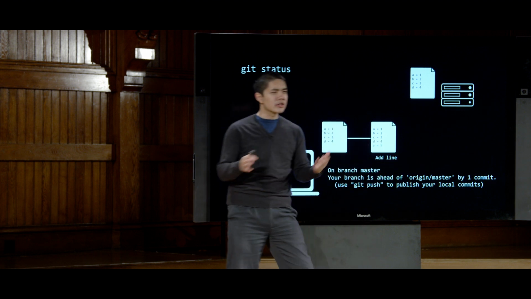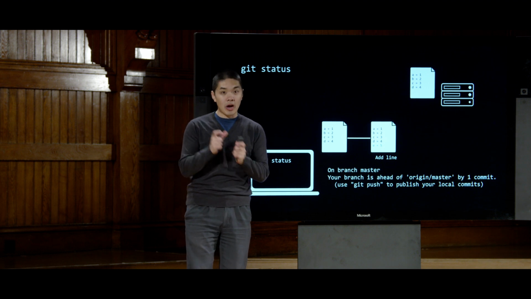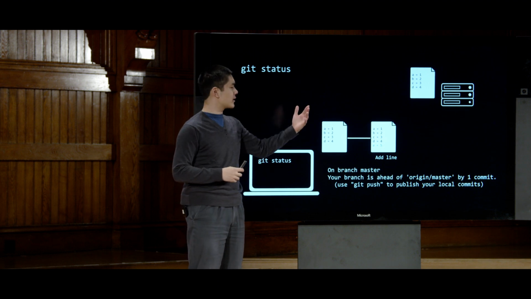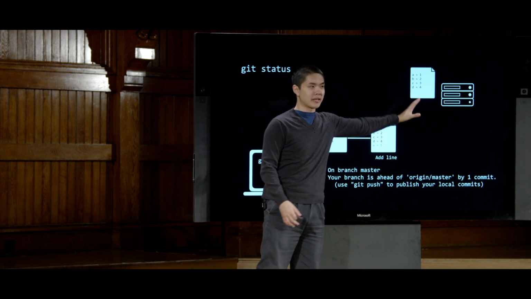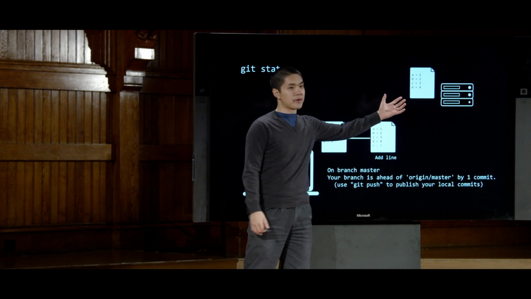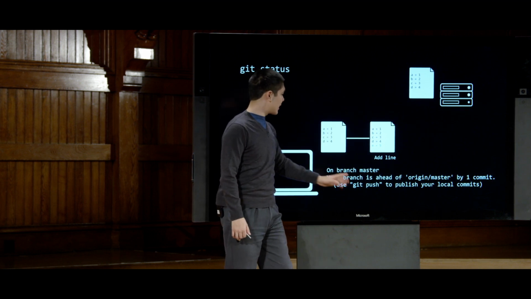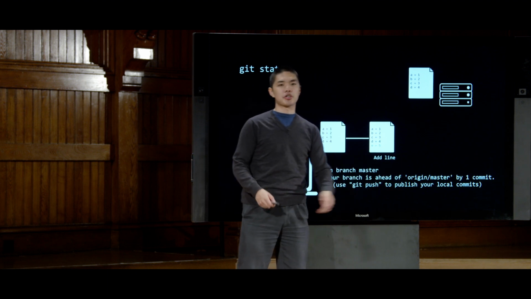So this is a long-winded way of saying that my local version of the repository, the version of the repository on my computer, is ahead of the origin version of the repository, the version of the repository that's up on GitHub, by 1 commit. That I have 1 commit that the origin, GitHub, does not have. And it's helpfully telling me I can use the command git push to publish your local commits.